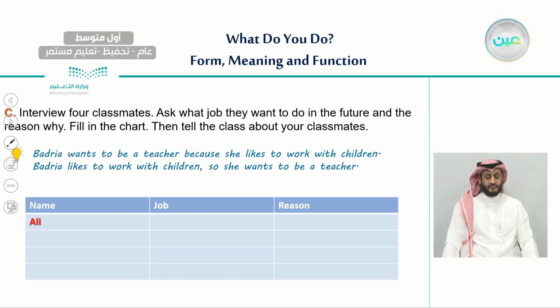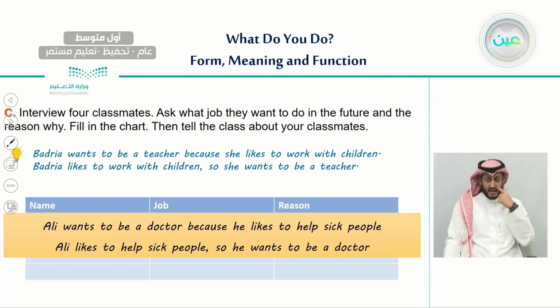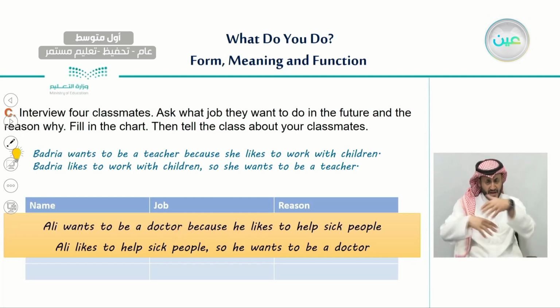So I asked my friend Ali, what does he want to be in the future? He said, I want to be a doctor. And when I asked him, why do you want to be a doctor? He said, to help people. So I write a sentence like this. I said, Ali wants to be a doctor because he likes to help sick people. And I use it also with so. I said, Ali likes to help sick people, so he wants to be a doctor.